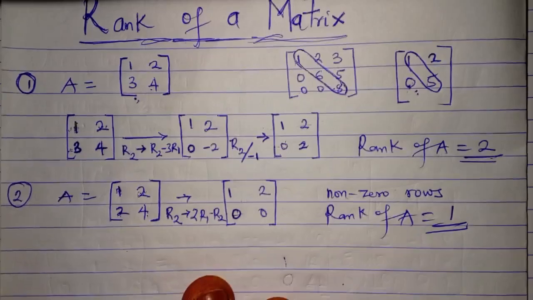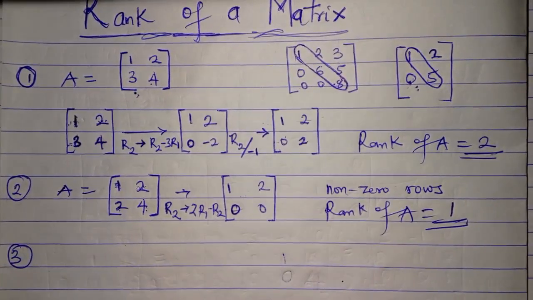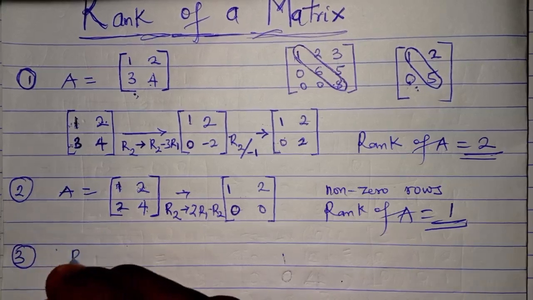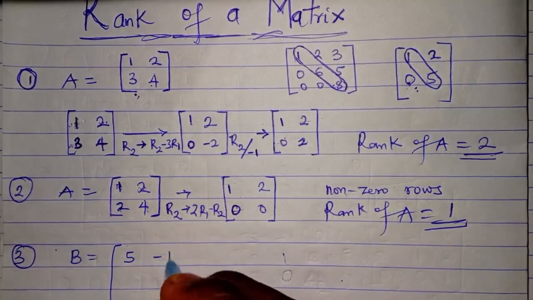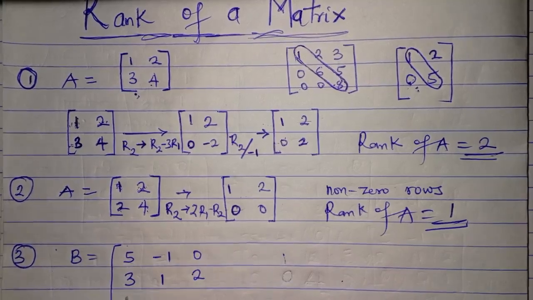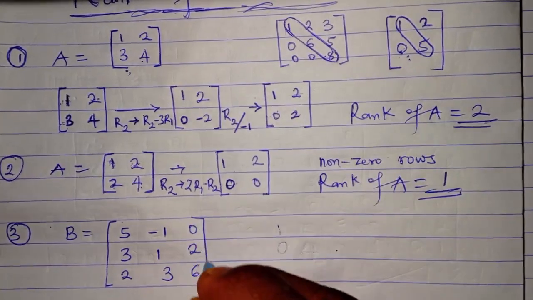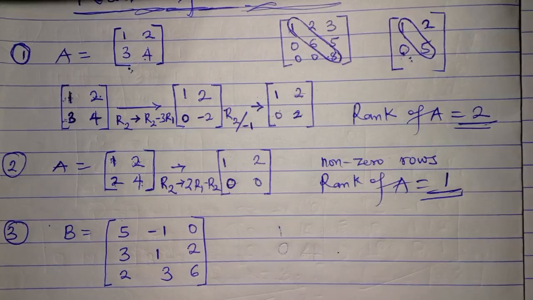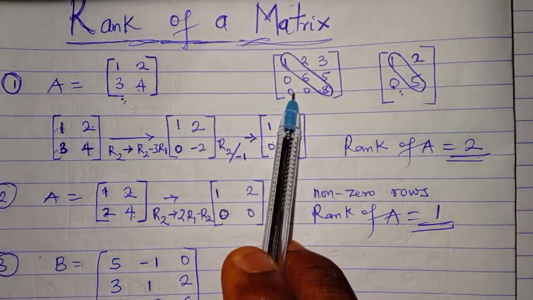That's it. Alright, let us consider the rank of a 3 by 3 matrix. Let's look at the matrix B that has the entries 5, minus 1, 0, 3, 1, 2, 2, 3, 6. What is the rank of this matrix? We are still going to convert this matrix into the row echelon form like this.